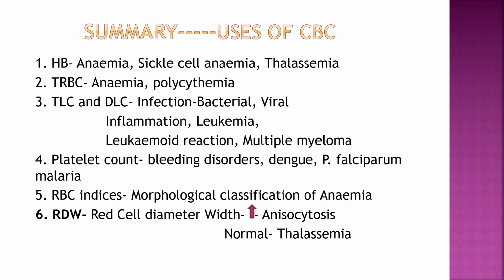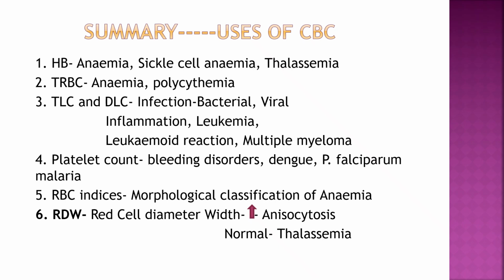To summarize the uses of CBC, that is complete blood cell count: hemoglobin helps to know the anemia and which type of anemia, which can be sickle cell anemia, thalassemia, megaloblastic anemia, iron deficiency anemia. Total RBC count helps in knowing anemia, polycythemia, and the different RBC morphologies. Total leukocyte count and differential leukocyte count help to know infection, inflammation, leukemoid reaction, multiple myeloma or leukemia. Platelet count helps in bleeding disorders like dengue or falciparum malaria.